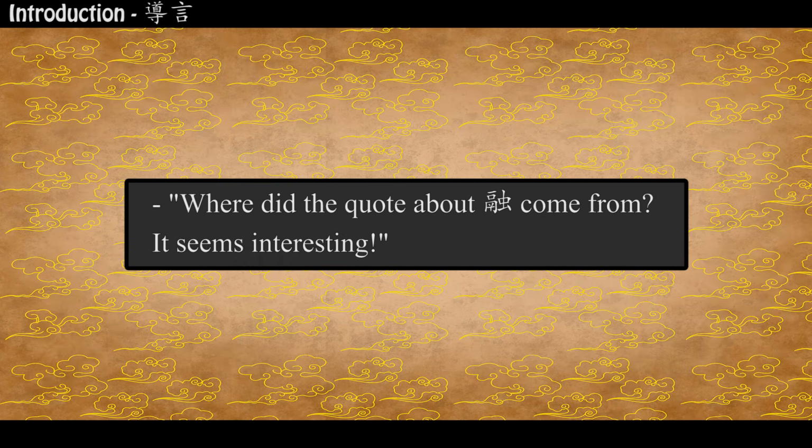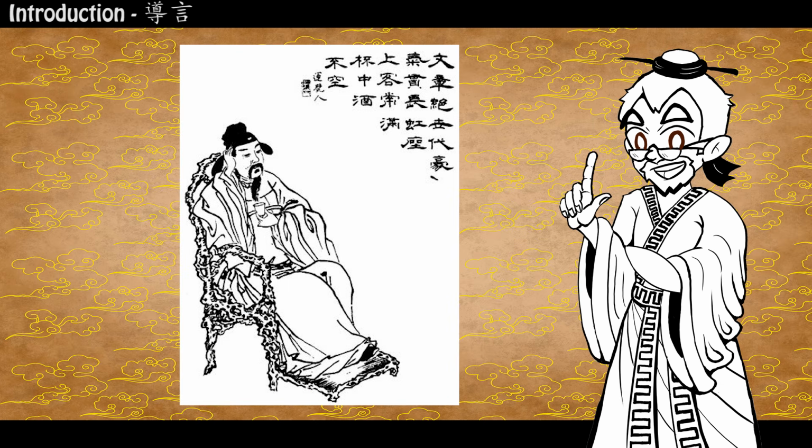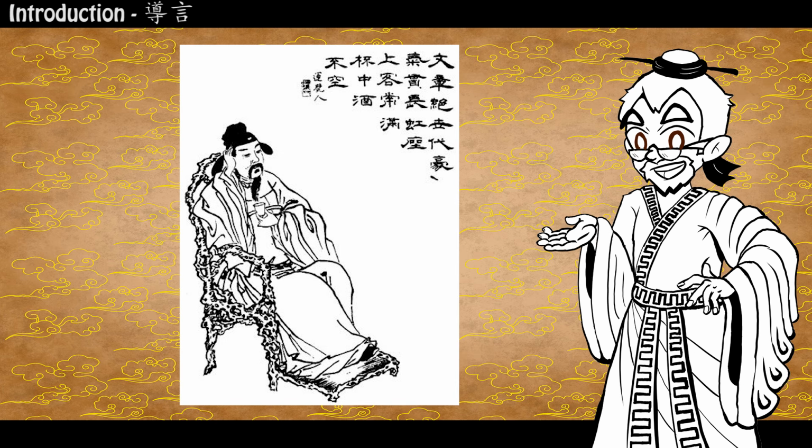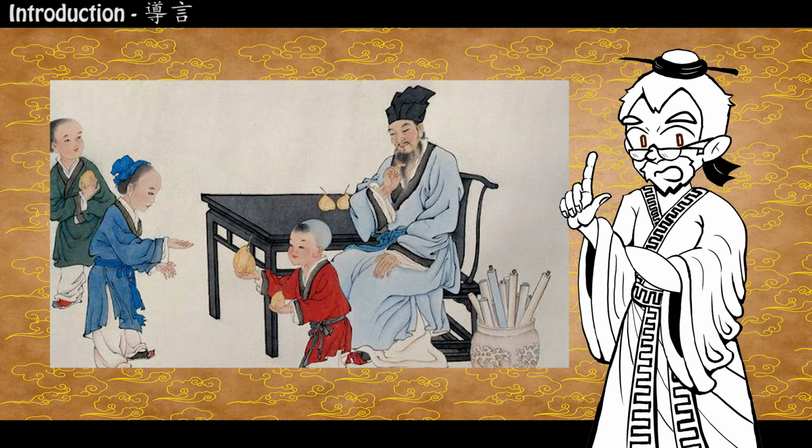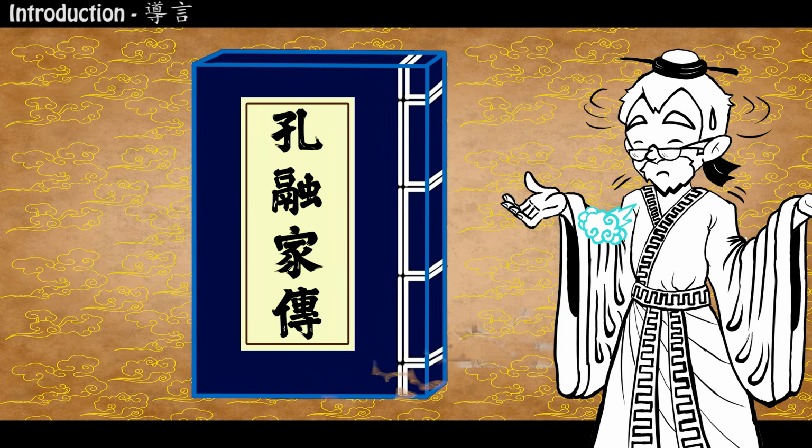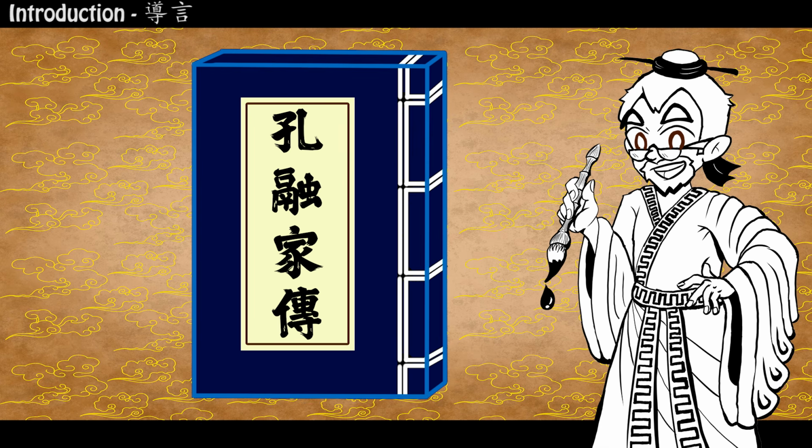Next question. Where did the quote about pears come from? It seems interesting. The earliest biography on Kong Rong is probably the one in the Book of the Later Han, Hou Han Shu, under the biographies of Zheng Kong and Xun Yu, which you can find on the Chinese Text Project. Link in the description. This biography doesn't contain the story about the pears, however, which comes from the Kong Rong Jia Zhuan, the Kong Rong family biography. Sadly, I couldn't find that one online, but if anyone has a clue where to find a digital copy of it, please share with the rest of the class.